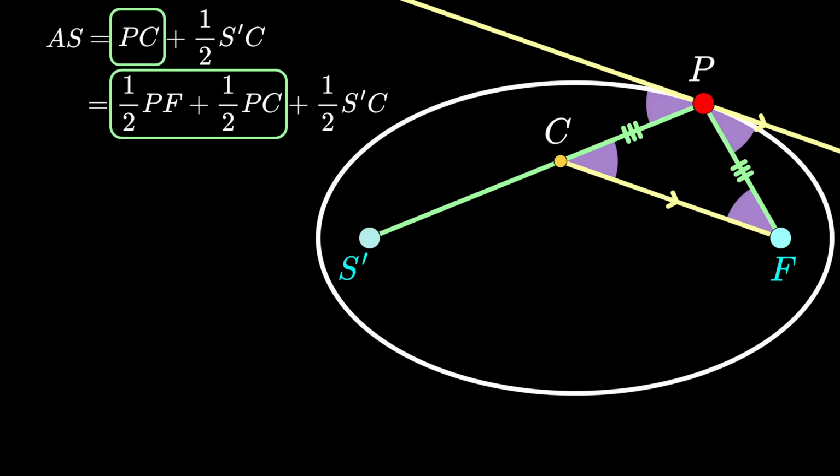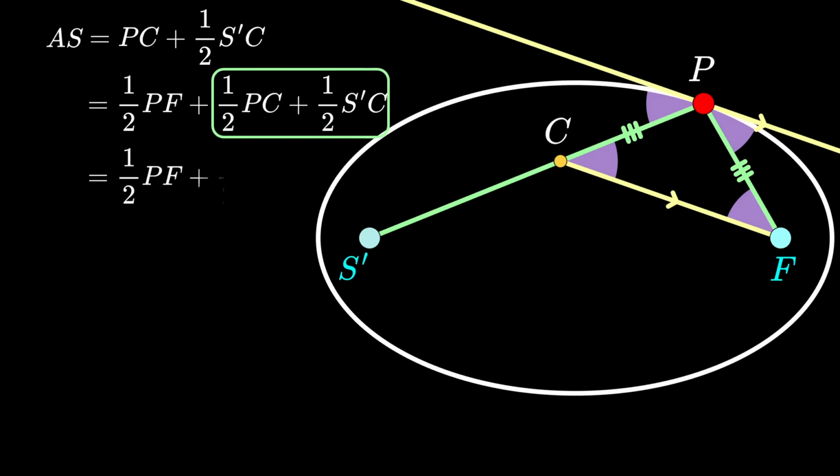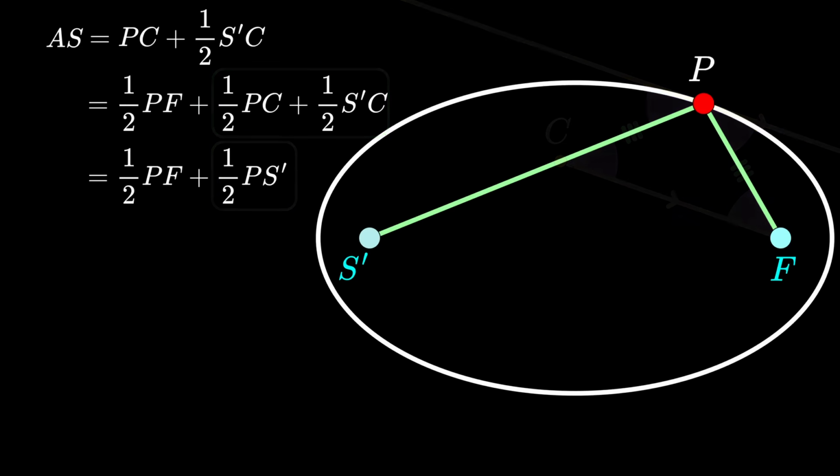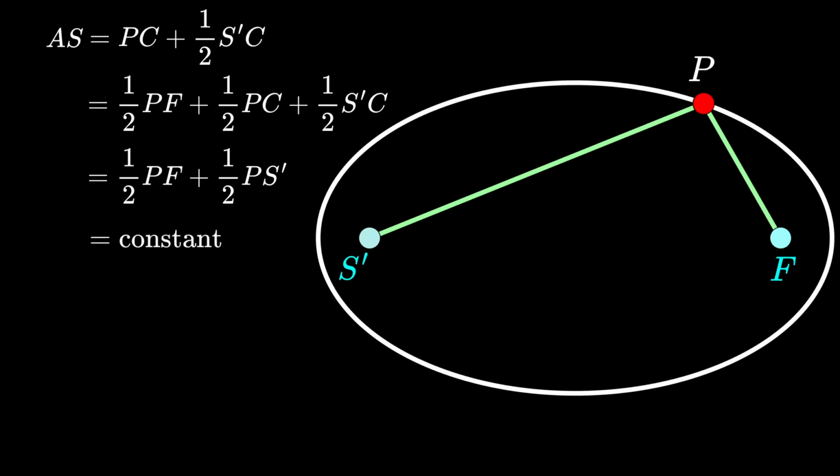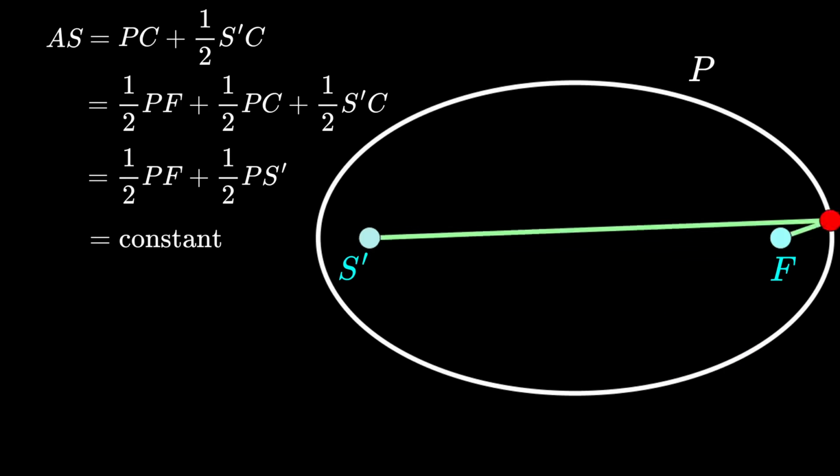The reason we want to do the split is that now we can see that PC and S'C combine to form PS'. So overall, this length AS is half the sum of the lengths to the foci, which we know to be a constant. After all, this is one of the defining properties of an ellipse.